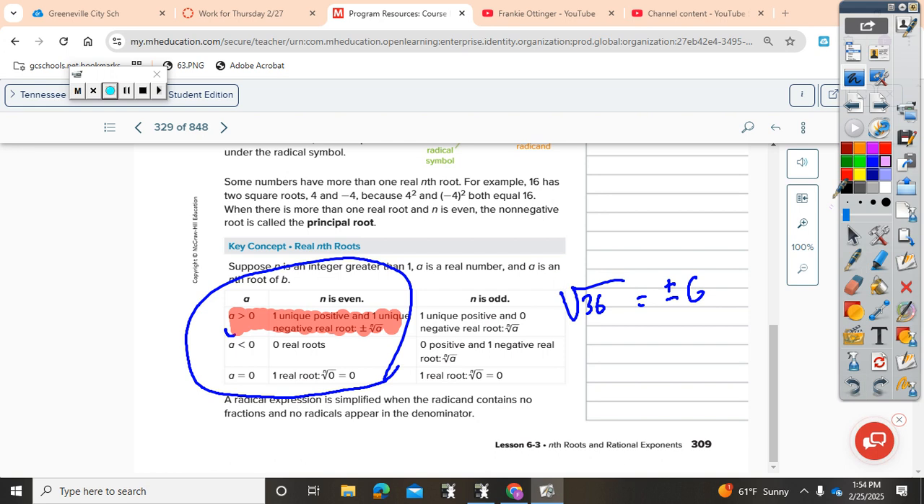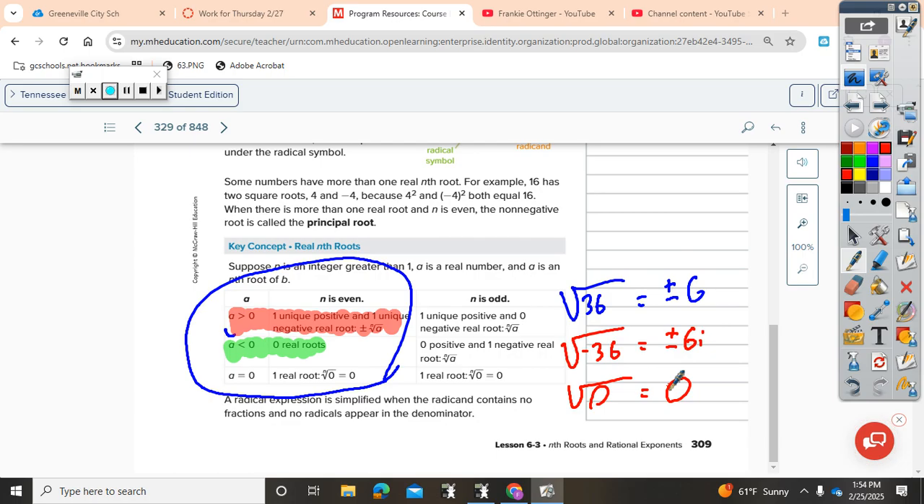You already know that. Something else you already know, that if the value is negative, like if I have a negative 36, the answer is plus or minus 6i. Now the book right here says there are 0 real roots, okay, which is true, and that's the same thing as saying there's 2 imaginary roots. And then the last one is, like, what is the square root of 0? And we've kind of already talked about that when we talk about discriminant. The square root of 0 is just 0, so you get 1 real root.